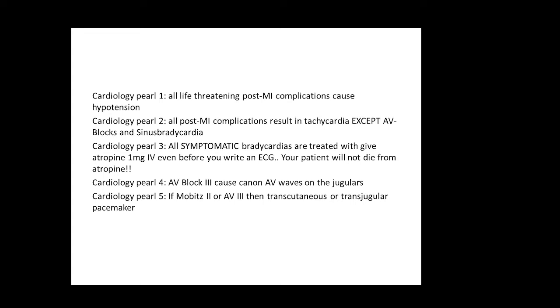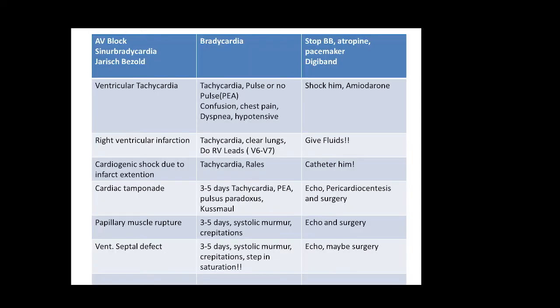The fourth take-home message is about AV block. Third degree AV block causes Cannon A waves on the jugulars. Basically, in third degree AV block, the atrium and the ventricle beat asynchronously. So the atrium sometimes contracts against a closed tricuspid valve, and the blood regurgitates into the superior vena cava, and it will transmit a pulse like a cannon wave to the jugulars. The fifth take-home message is if your patient is having Mobitz 2 or third degree AV block, then in this case you need a transcutaneous or a transjugular pacemaker.